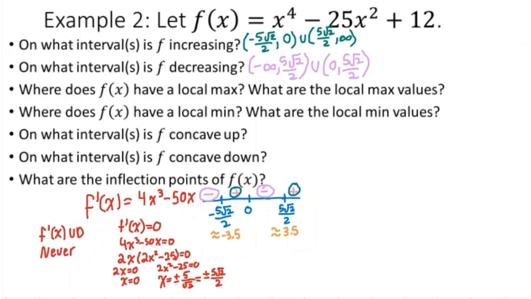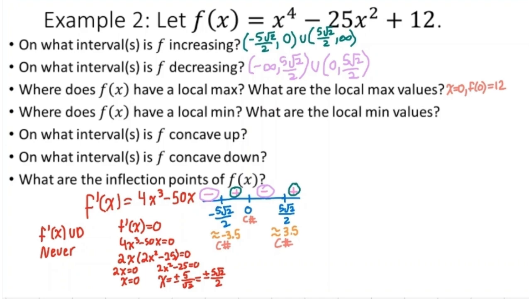Checking all 3 of our partition numbers, we can see that they are indeed in the domain of f of x, since f of x is a polynomial. So indeed, all 3 partition numbers are critical numbers. As for the only critical number where we see a change from positive to negative, that would be at x equals 0. As for the value, that would be f of 0, where we plug 0 into the original function, which means the local maximum value of our function is 12.